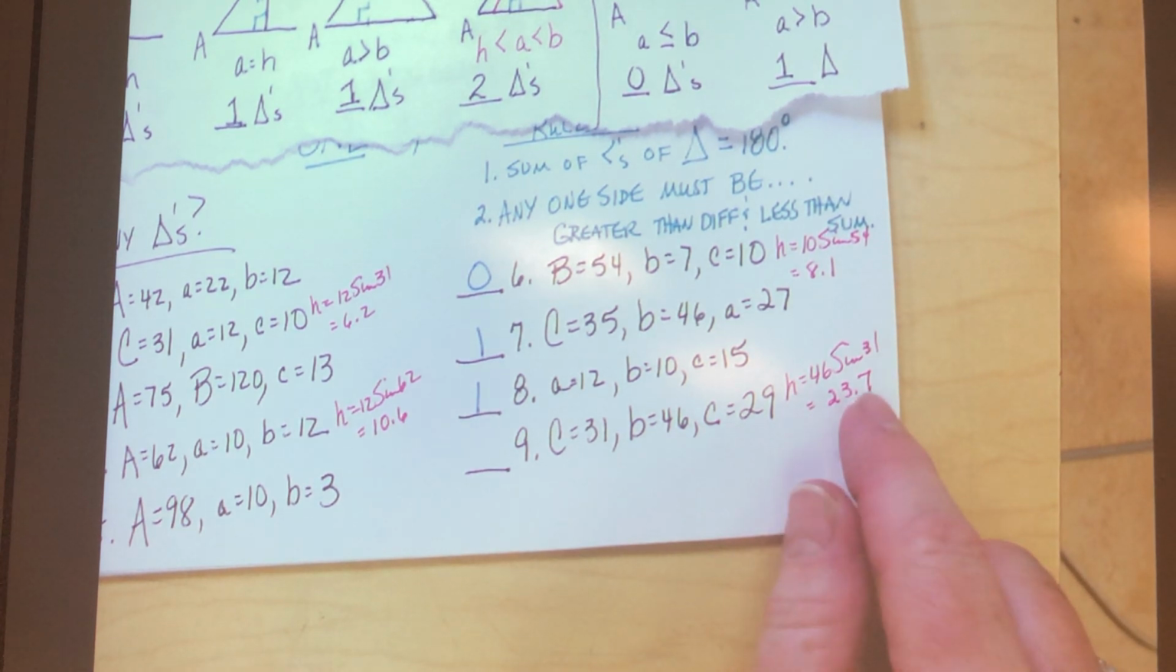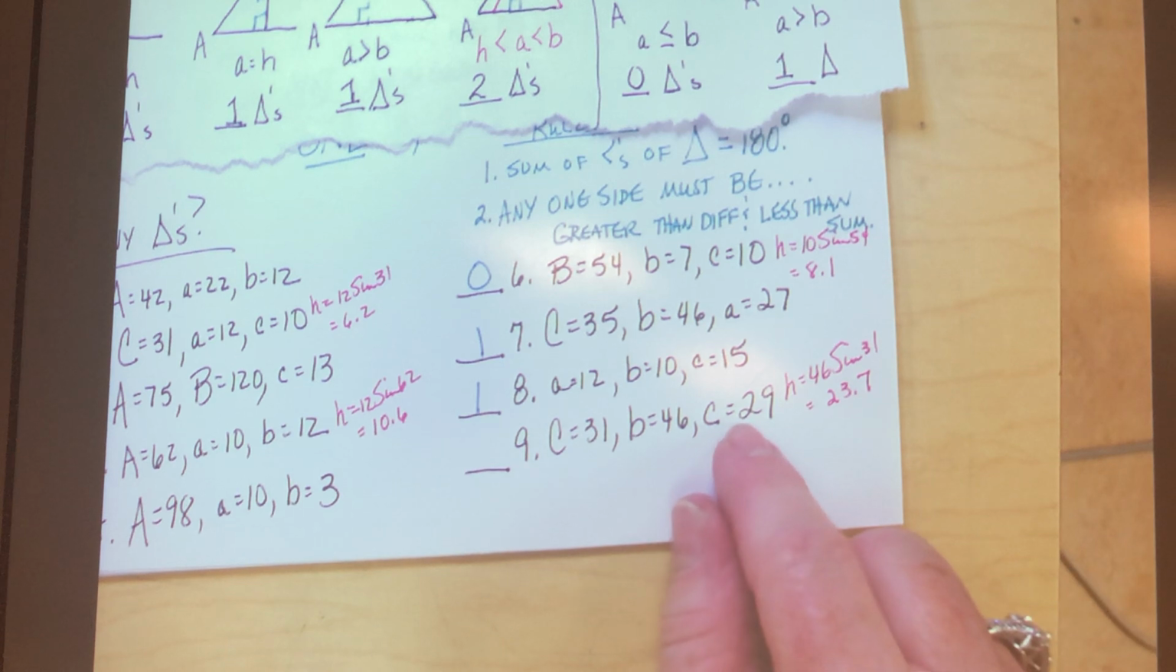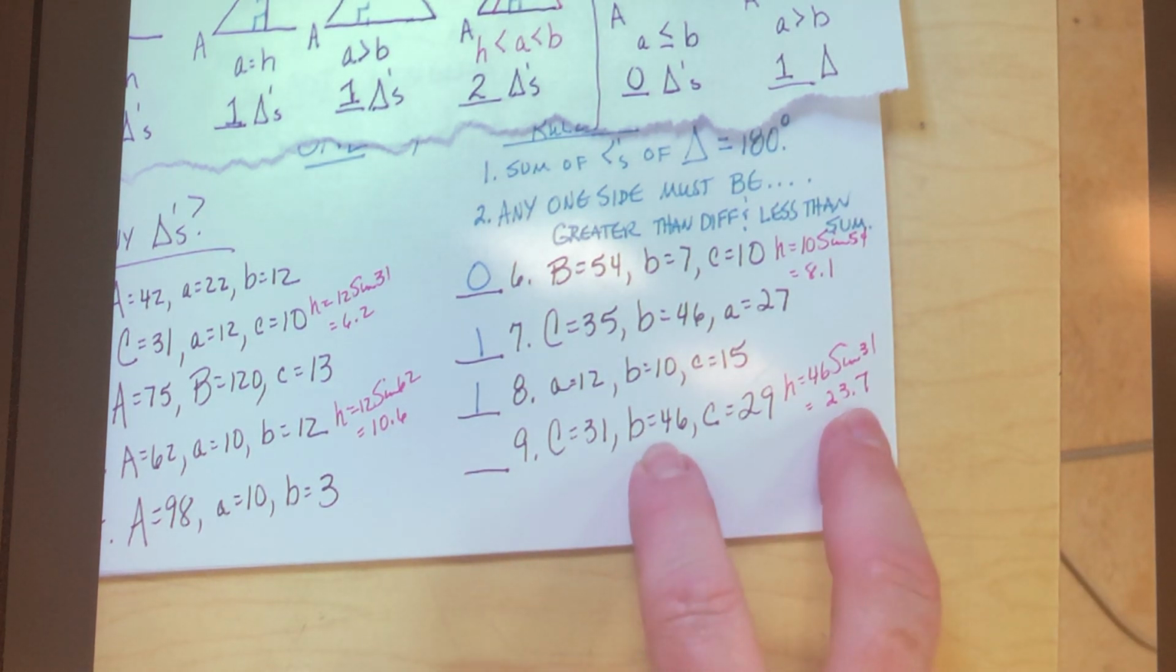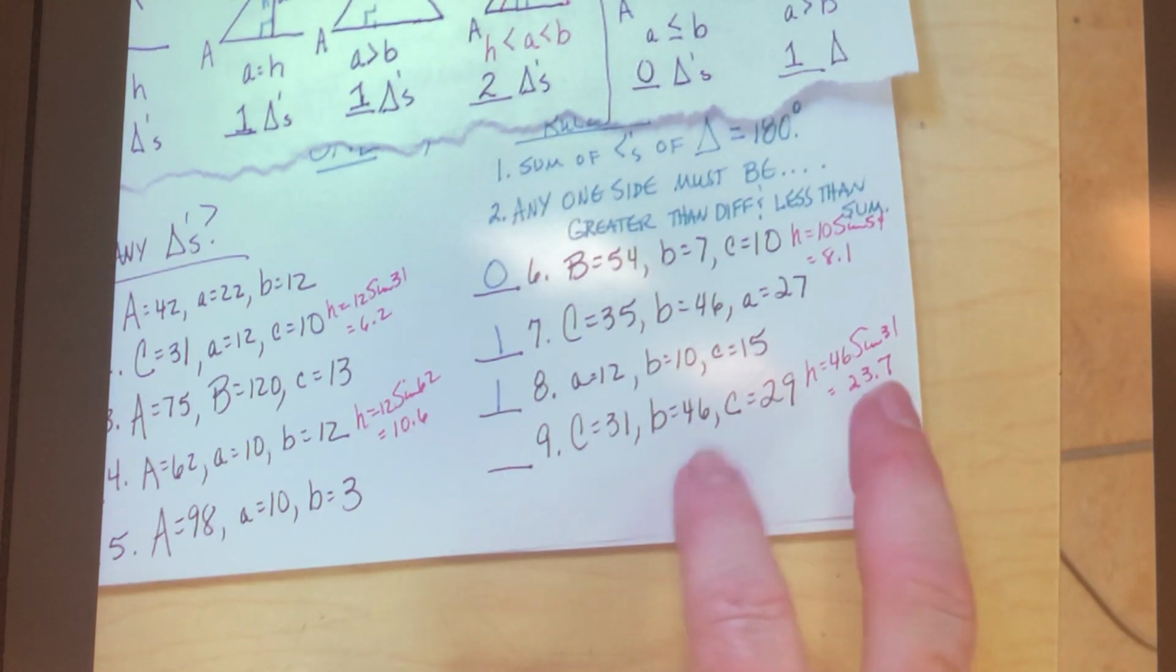Okay, so look, everybody look. Degrees is right there. Here's the side I'm comparing. Is it bigger than the height? Yes. So I know that I have at least one. Is it between the height and the other side? Yes. That makes it 2.